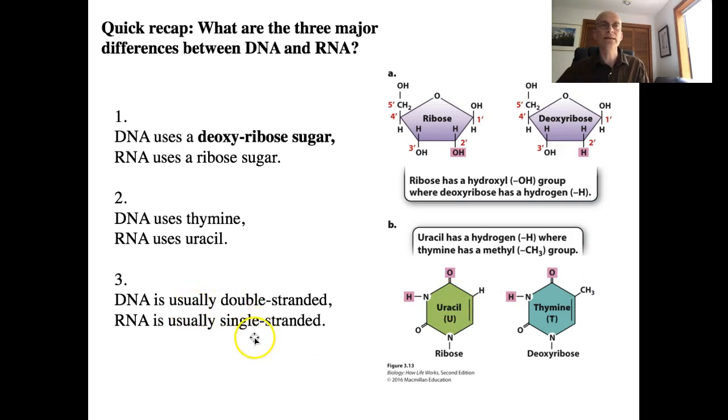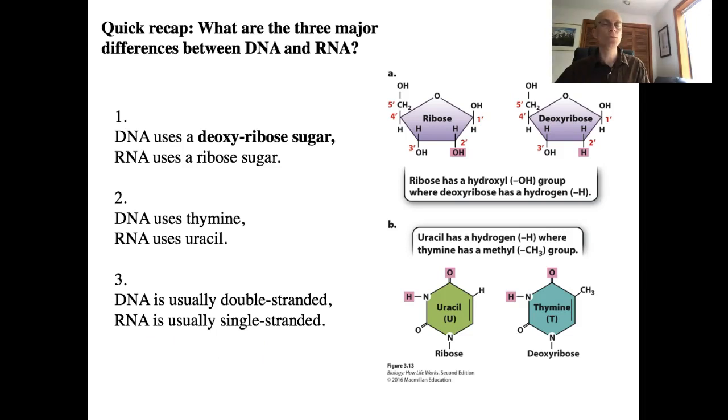And then the third one is that DNA is usually double-stranded in the double-stranded helix, while RNA is usually single-stranded. There are some exceptions for double-stranded RNA, but for the most part, and mostly what we will discuss in this class, RNA, mRNA, or messenger RNA, is single-stranded.